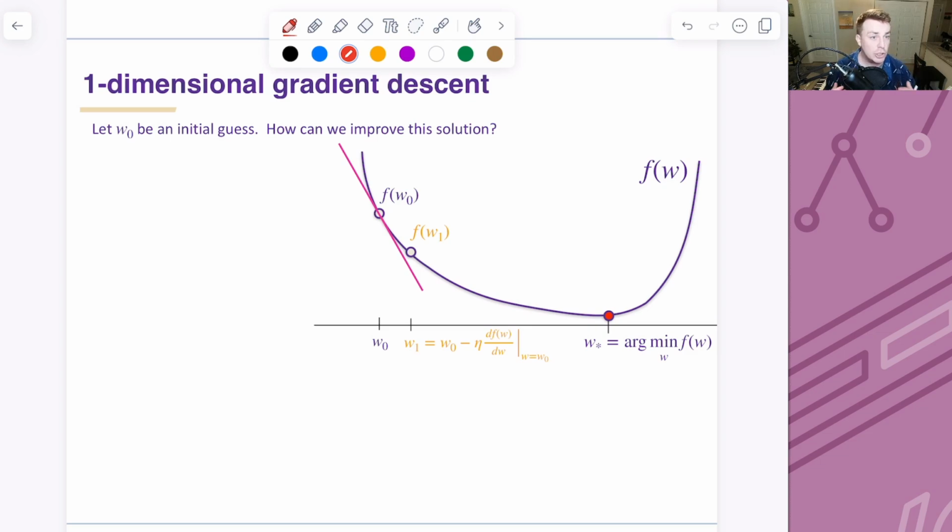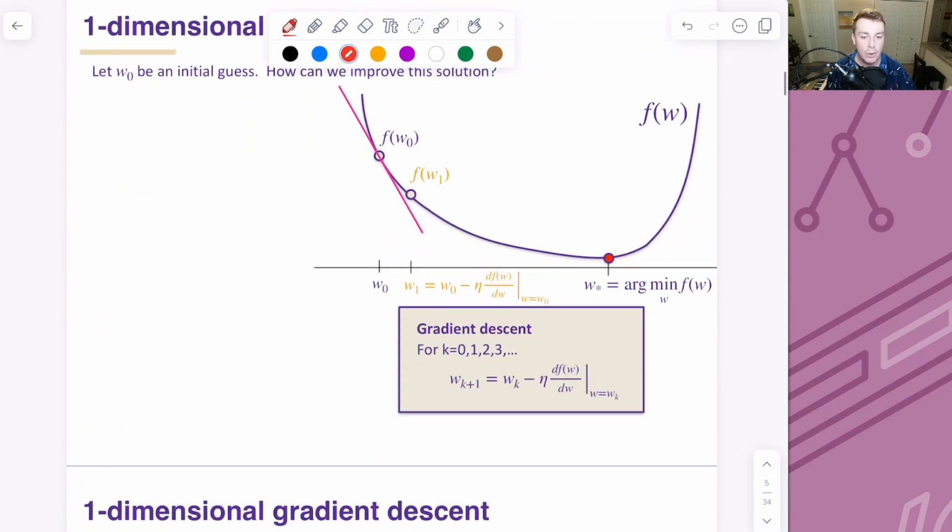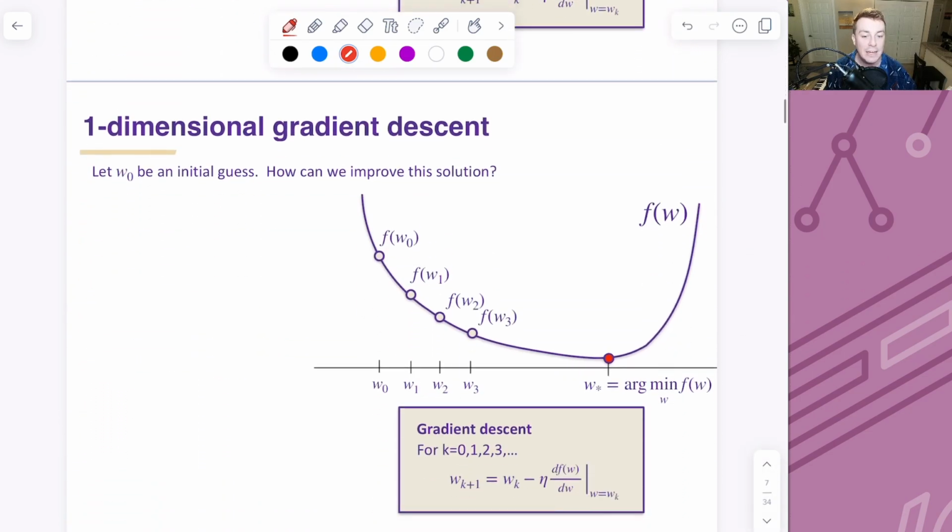Now, we're generally going to take small steps. So after one iteration, we have not yet reached the bottom. But what we could do is repeat this idea over and over. At every point, we compute which direction is up, and then step in the opposite direction so that we can go down to the bottom of the bowl. And we repeat this over and over and over again until we eventually converge.